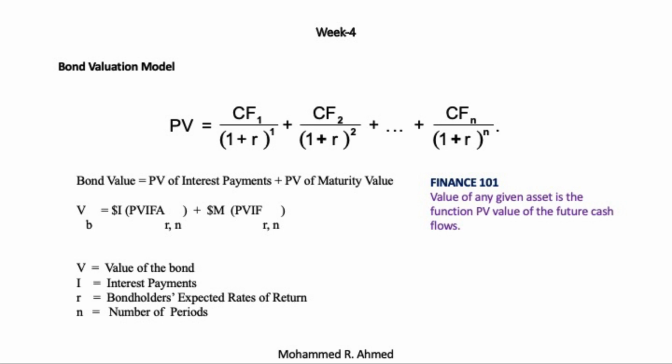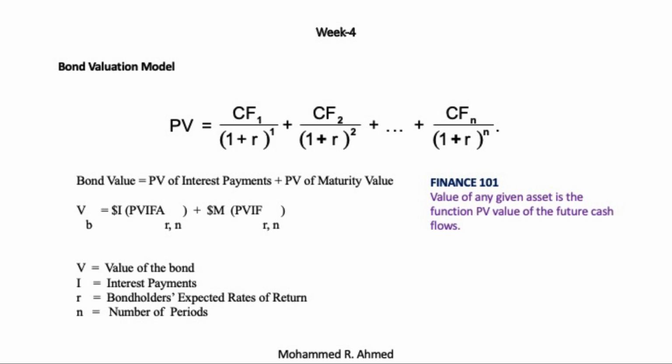Let's look at the bond valuation model. The bond valuation model suggests that the value of the bond equals the present value of future cash flows. Let's look at the cash flows. There are two types of cash flows. When you buy a bond, you receive interest payments and the maturity value at the end of the maturity.